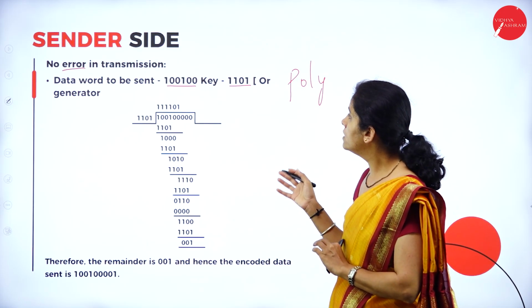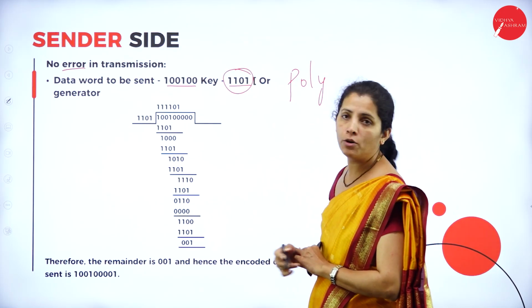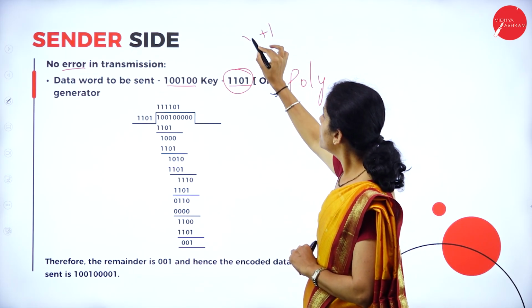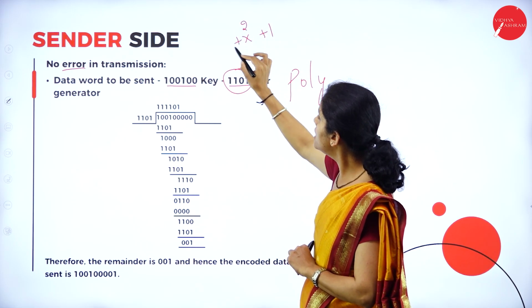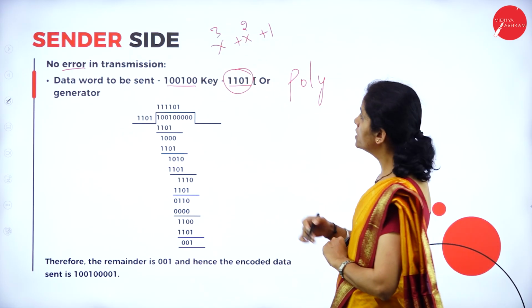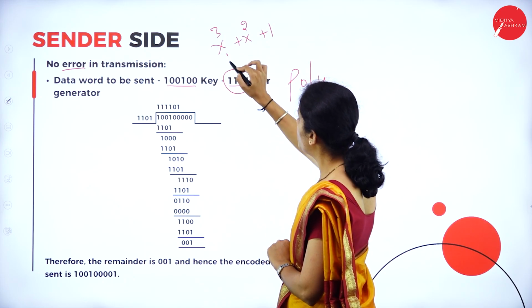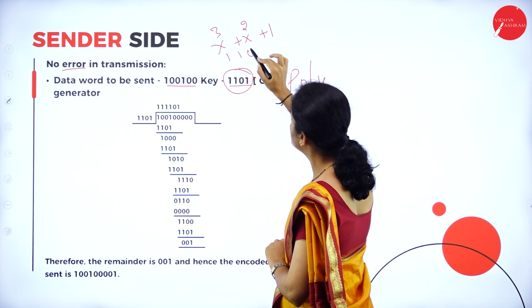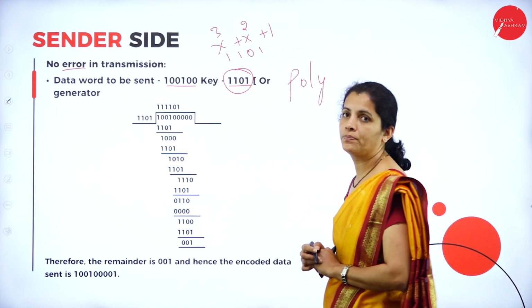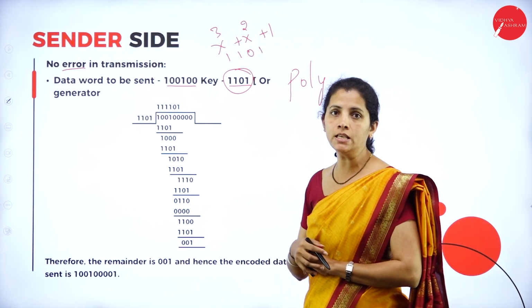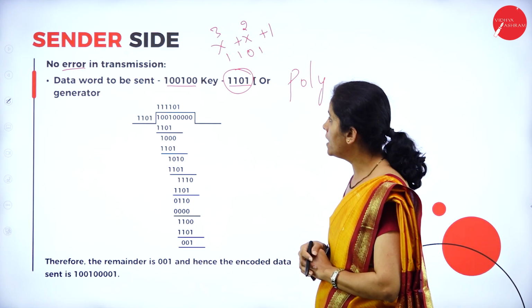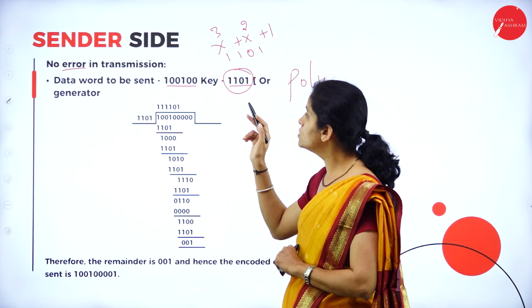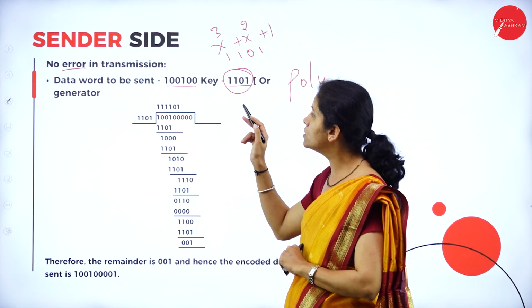Now, which is the polynomial generator? That is 1 plus x square plus x cube. So here the coefficients are 1, 1, and the x term is missing, so it is 0, 1. The x1 term is missing, so it is 0. And I'm going to have the data bits 1 0 0 1 0 0.